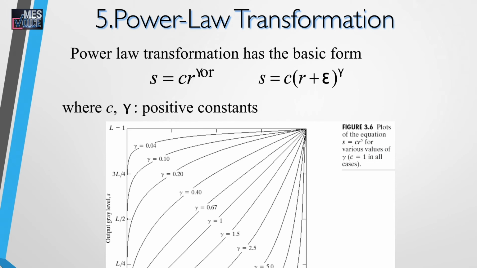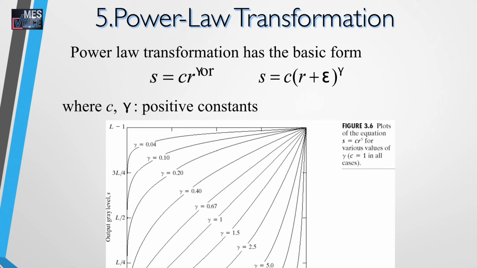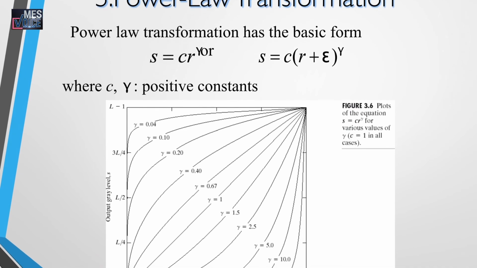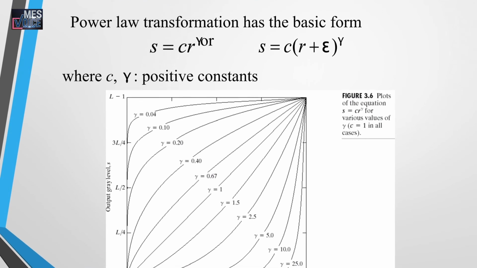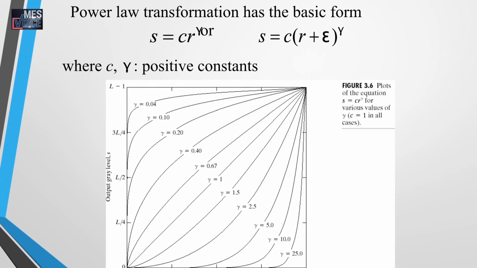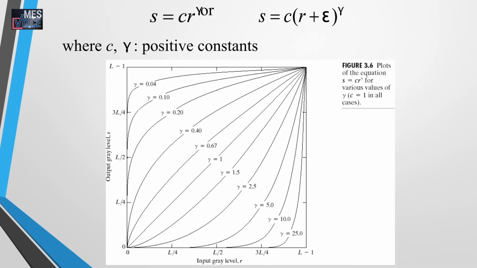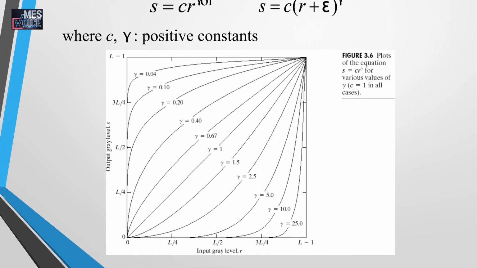The fifth one is power law transformation. Power law transformation has the basic form S is equal to C times R raised to gamma, or S is equal to C times (R plus epsilon) raised to gamma, where C and gamma are positive constants. And you can see the power law curves in the figure, where gamma varies from 0.04 to 25.